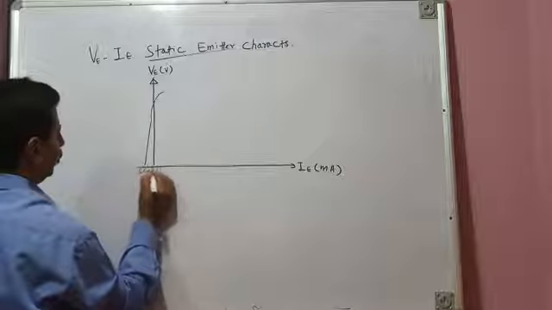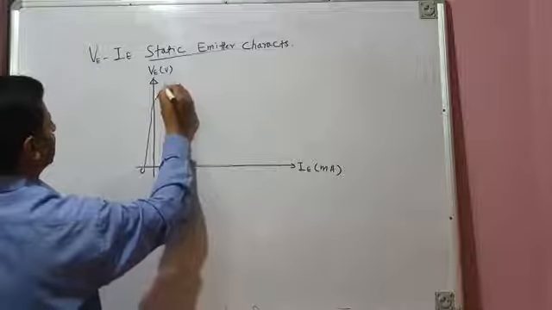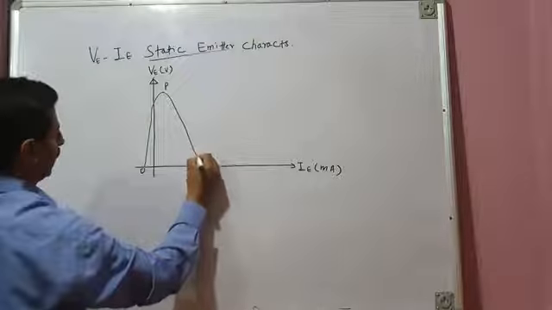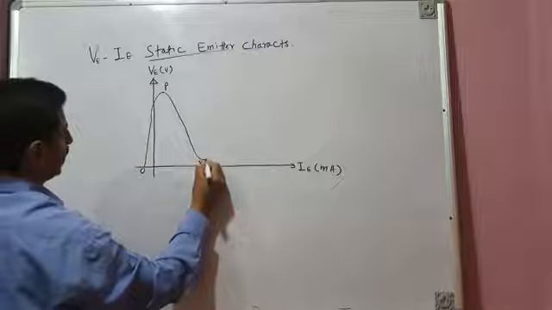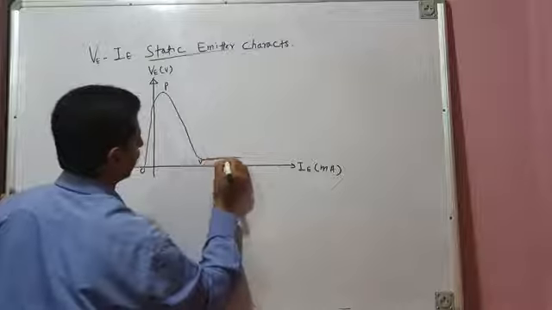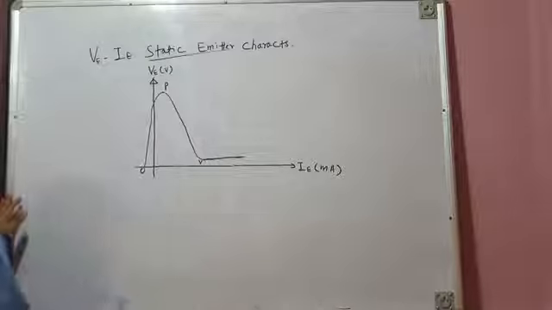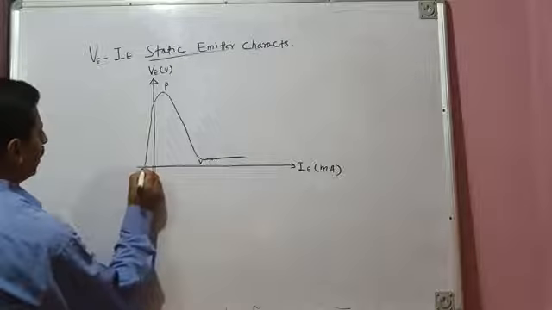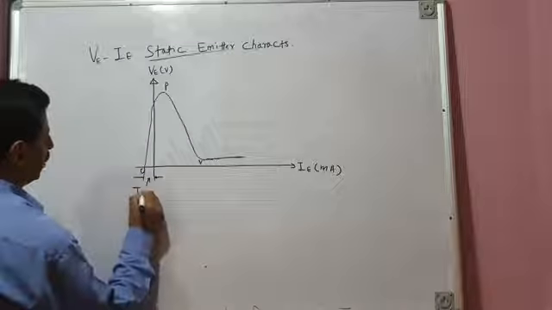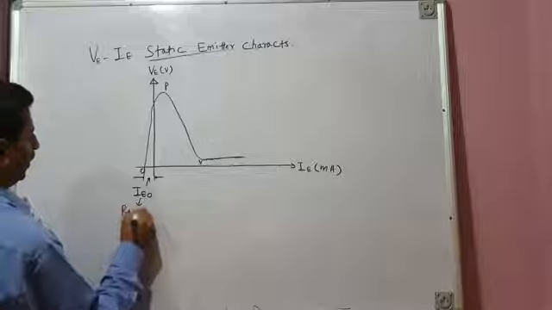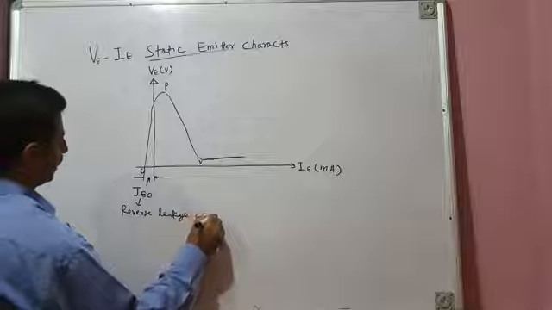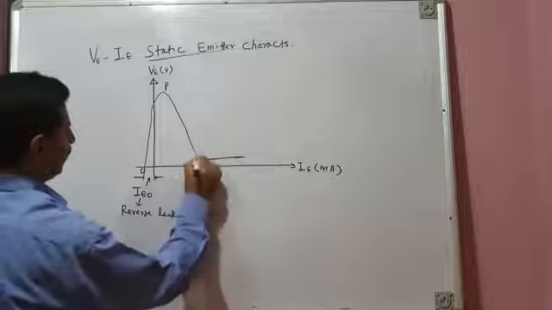So the characteristics will look like this. This is, say, point O. This is point P. Let me first draw it completely. This is point V. Now this current is IEO, reverse leakage current. I will write reverse leakage current, very small reverse leakage current. This point is V.